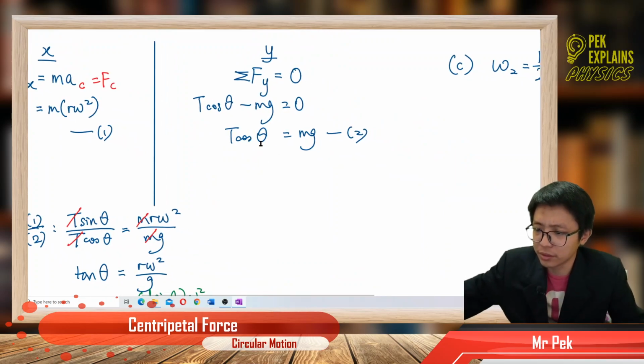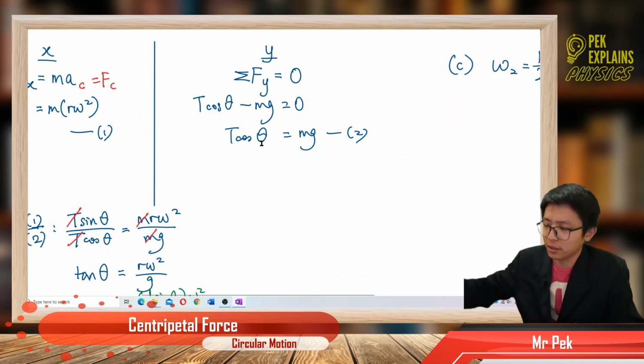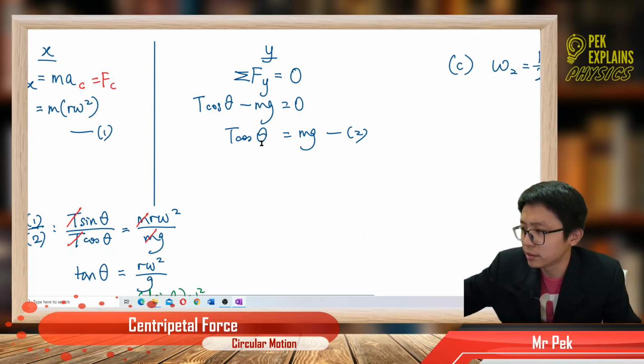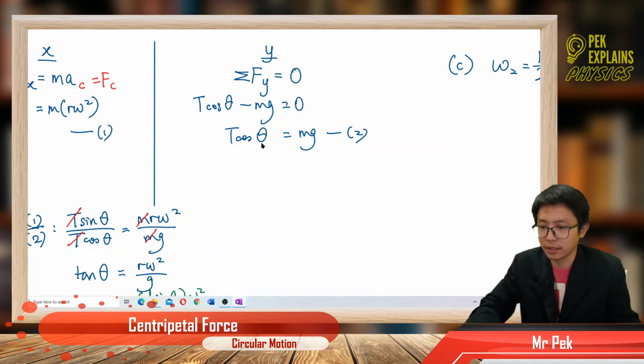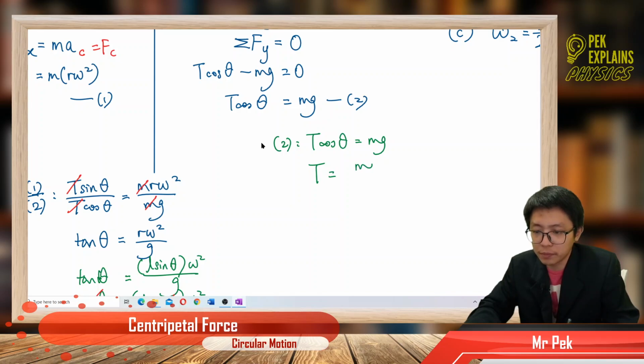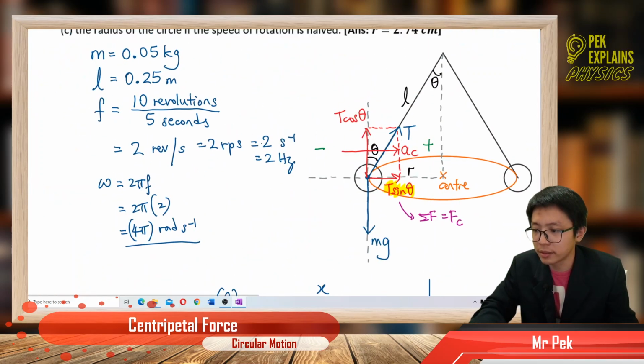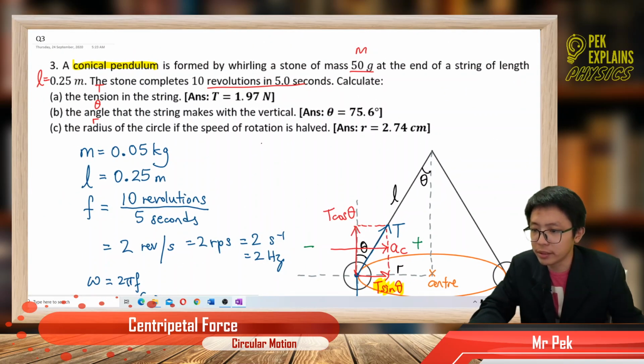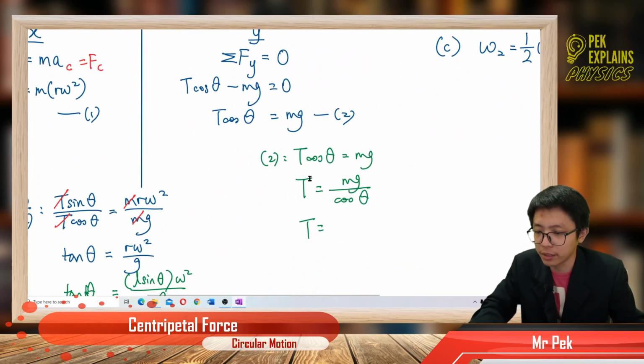Use the formula T cos theta equal to mg, equation 2. Our T is equal to mg divided by cos theta. So what is our mass? Our mass is 0.05 kilogram, SI unit, yeah?